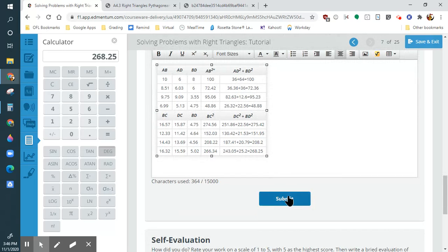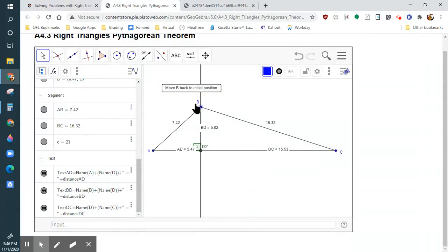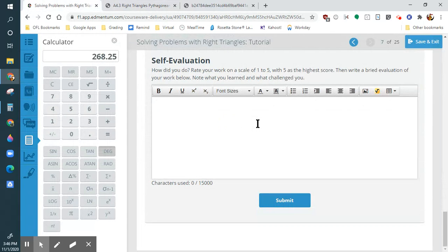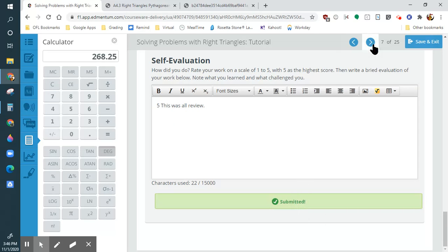So the Pythagorean theorem would work for these because we have two separate triangles here, two separate right triangles. This would also be a right triangle. I didn't measure it, but that's it. This was all review. Gave myself a 5 because it's all review. You guys should know the Pythagorean theorem by now.